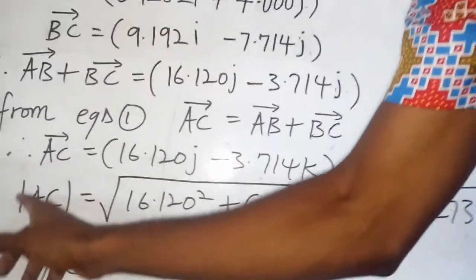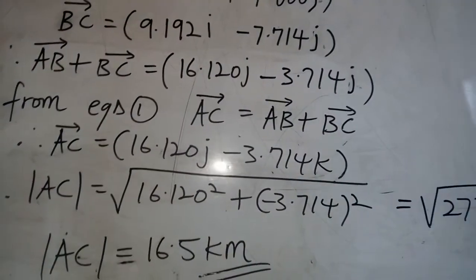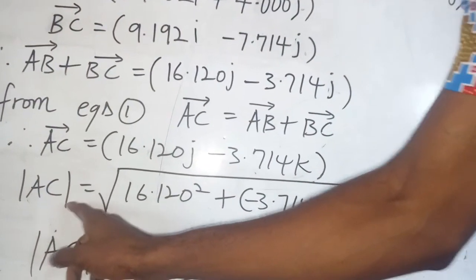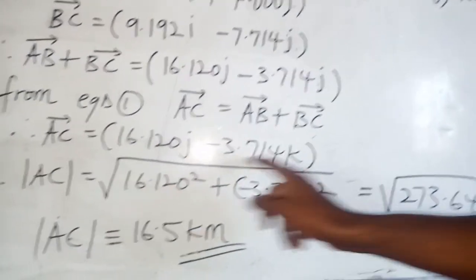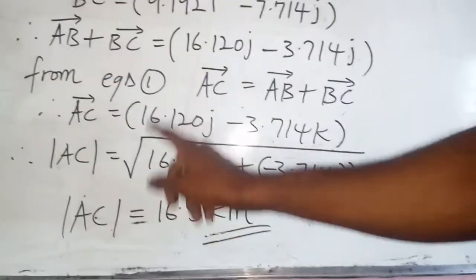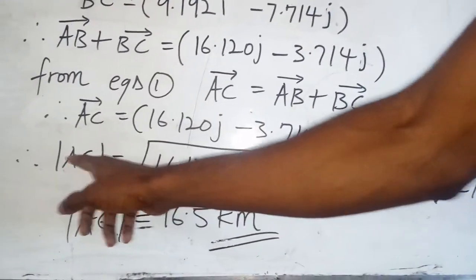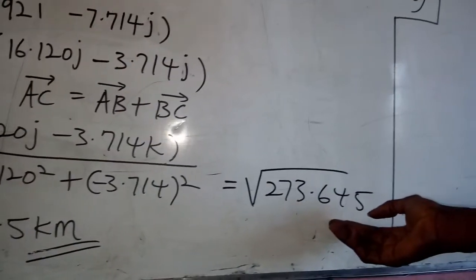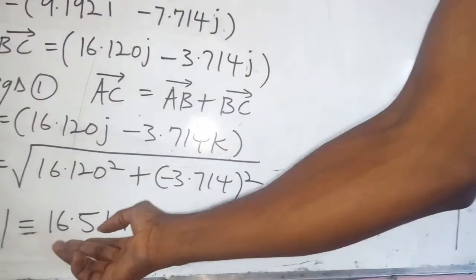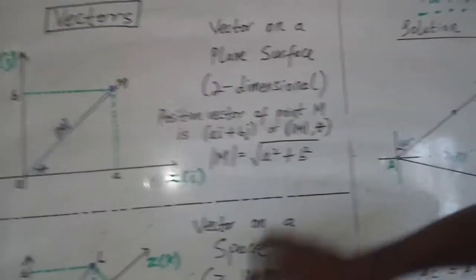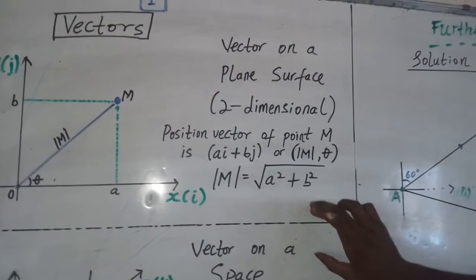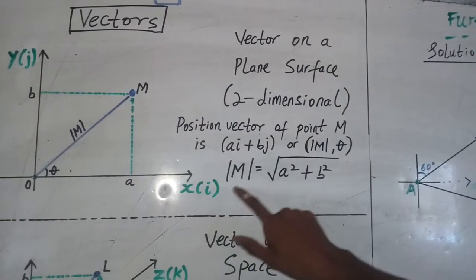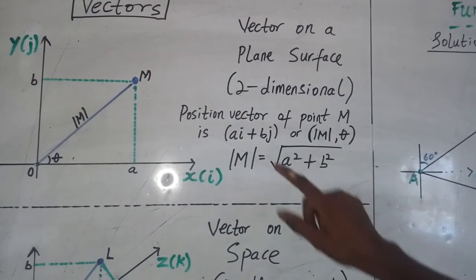Then we are meant to calculate the modulus of AC. The modulus of AC means, when you square the x component and add it to the square of the y component, you find the square root. So now when we do that, we have this, and once we simplify this, we have this. Please, it's very important to understand this diagram. If possible, take a screenshot and try to understand this diagram very well, because you can see that the modulus of M is equal to the square root of a squared plus b squared.